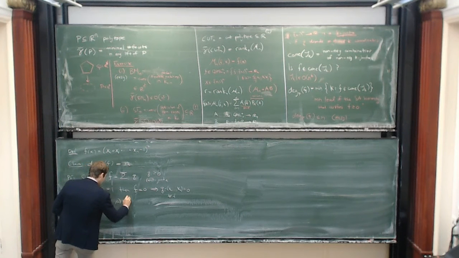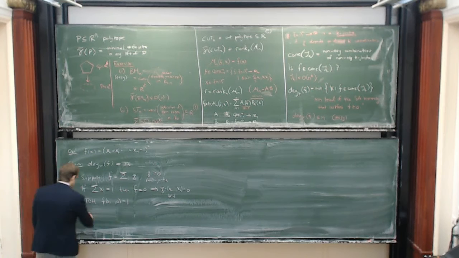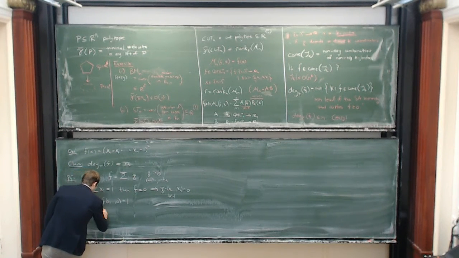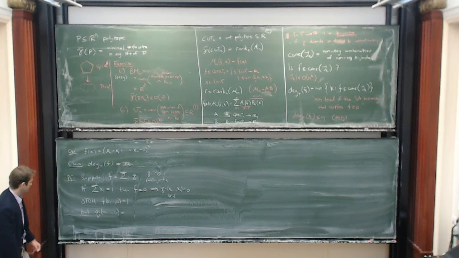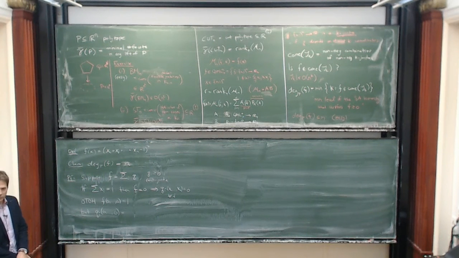f of all zeros is equal to 1. But now you guys can do the punchline. So let's prove that, on the other hand, qi at all zeros cannot be equal to 1. Does anybody see how to prove it?